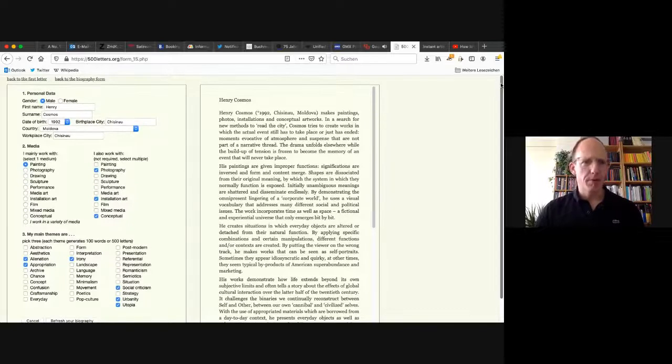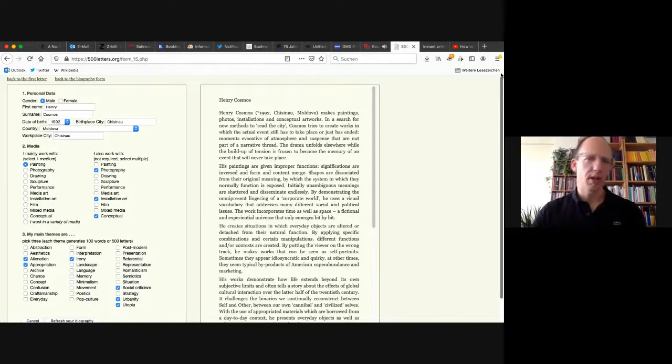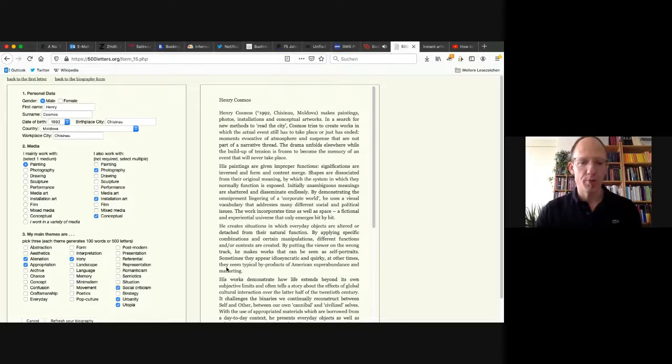So this is an example of one of these artist statement, portfolio text generators that you will find online. Here, for instance, I just inserted a fictional Chisinau artist, Henry Cosmos, who was born in 1992 in your beautiful city. Henry works with painting, but also with photography, installation art, and he's also interested in conceptual stuff. And his main themes are, obviously, as for every artist, alienation, appropriation, irony, social criticism, urbanity, utopia. So you insert these keywords, this information, and then the program will create a beautiful text for you.